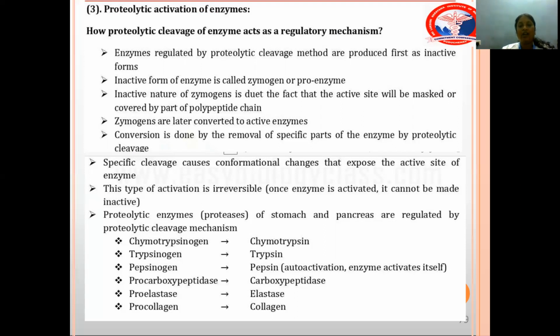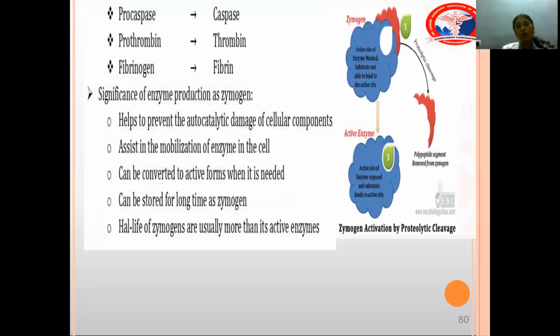Examples are chymotrypsinogen to chymotrypsin, trypsinogen to trypsin, pepsinogen to pepsin, procarboxypeptidase to carboxypeptidase, proelastase to elastase, and procollagen to collagen. Here, pepsinogen is an enzyme that can undergo autoactivation, that is, the enzyme can activate itself. Procaspase to caspase is involved in apoptosis. Prothrombin to thrombin and fibrinogen to fibrin occur in the clotting pathway, the coagulation pathway.